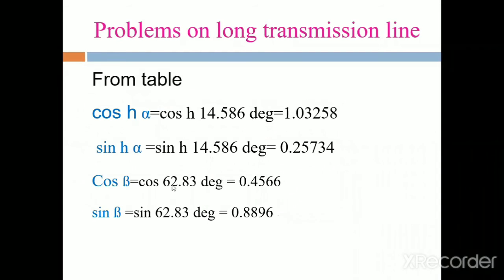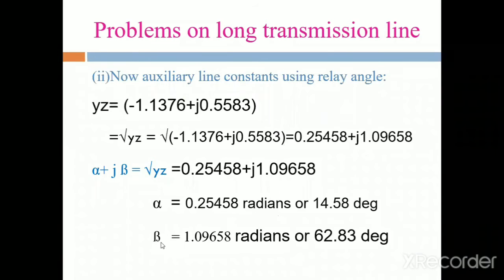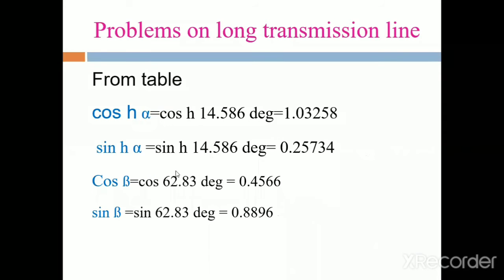Cos beta means the cos of, what is the value for that beta? Beta is equal to 62.83. Then substitute this, cos 62.83 degrees is equal to 0.4566.